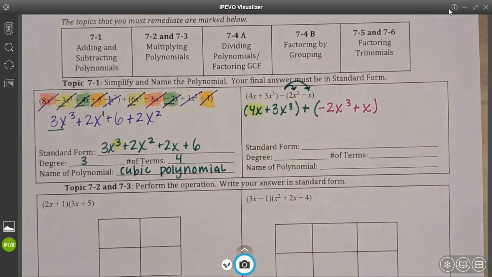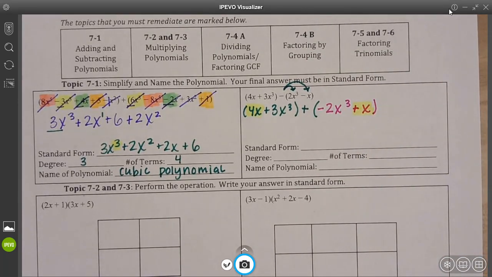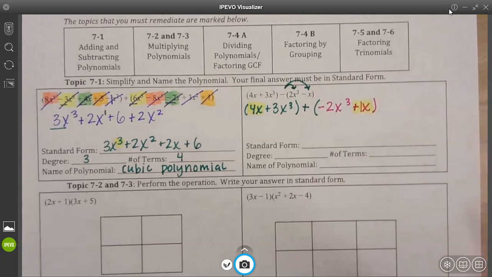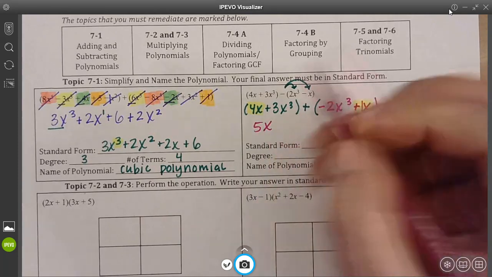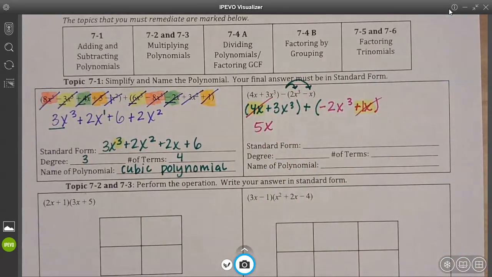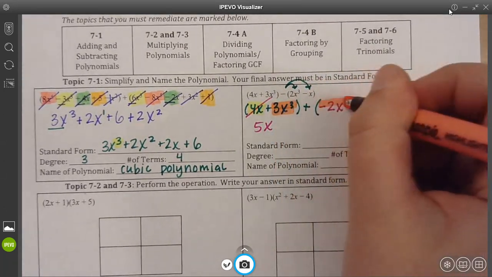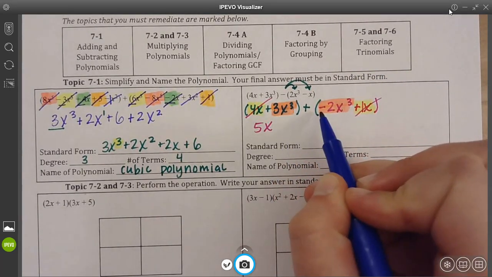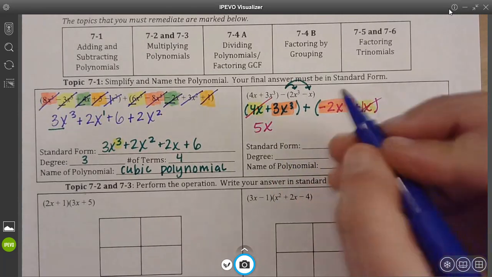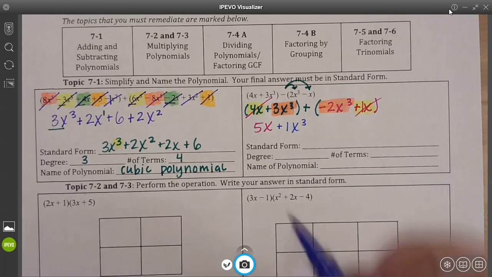So I have a 4x first, so I'm looking for just a plain old x in my second polynomial. Remember that this x has an invisible 1 out in front of it, so if I take 4 plus 1, I get 5x. I'm going to cross them off because I've used them. And then my second term, my 3x cubed, matches up with this negative 2x cubed, and I'm adding them together. 3 plus negative 2 is the same thing as 3 minus 2, which is 1. So plus 1x cubed.